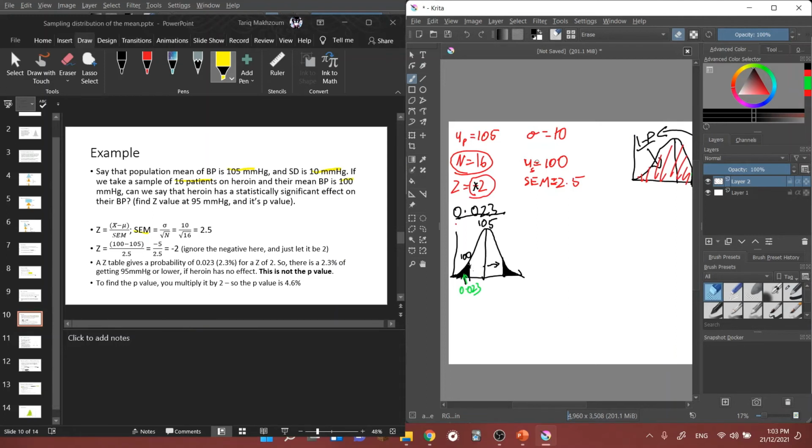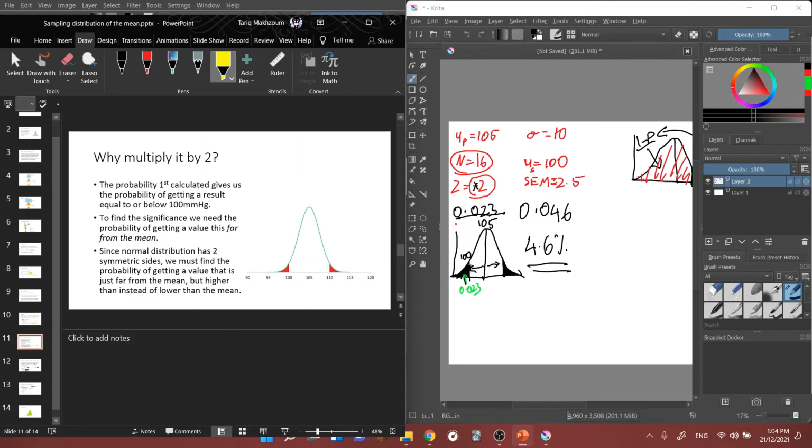So to get a probability of getting a value that's this far from the mean or further, all we have to do is take this probability and multiply it by 2. So that gives us 0.046 or 4.6%, which is our p-value. So this is our p-value, which is over here, right?